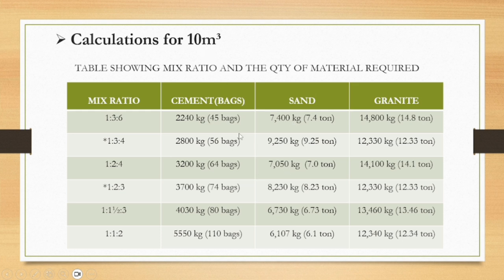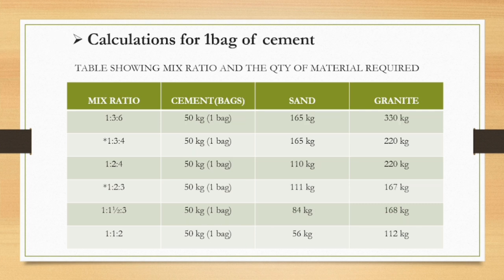And in case your work is not up to 10 meter cube, is not up to 1 meter cube, and it's just one bag, what you want to mix is just 1 or 2 bags. So I did for bags also. So for the same mix ratio, let's say you want to do 1:3:6 and you are using one bag, this is the quantity of sand you will need, that is 165 kg.